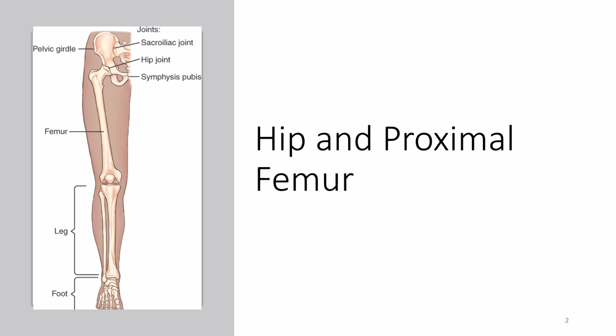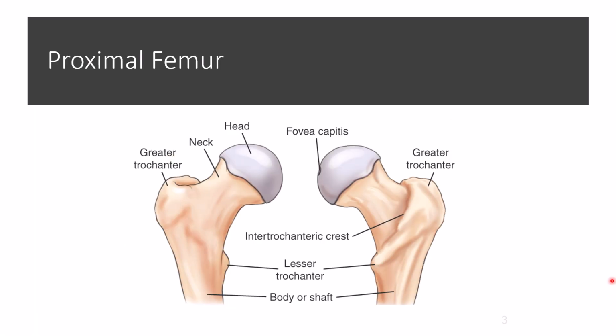Looking at this anatomy, if we look at the proximal femur, this is figure 7.2 on page 268, and this is an anterior view of the proximal femur. This is a posterior view. So you can see the femoral head, the femoral neck. This is where most fractures occur, at the femoral neck. And then we have the greater and lesser trochanter. This is the body or the shaft of the femur.